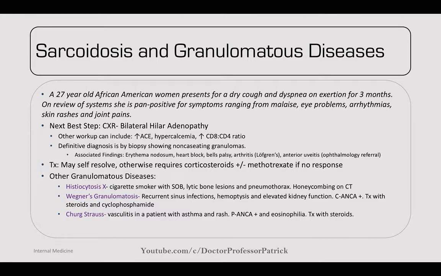Now we're moving on to sarcoidosis and granulomatous diseases. So a classic presentation of sarcoidosis is a 27-year-old African-American woman presenting with dry cough and dyspnea on exertion for 3 months. Review of systems, she is pan positive for symptoms ranging from malaise, eye problems, arrhythmias, skin rashes, and joint pains. So sarcoidosis is the great mimicker, just like lupus and SLE.